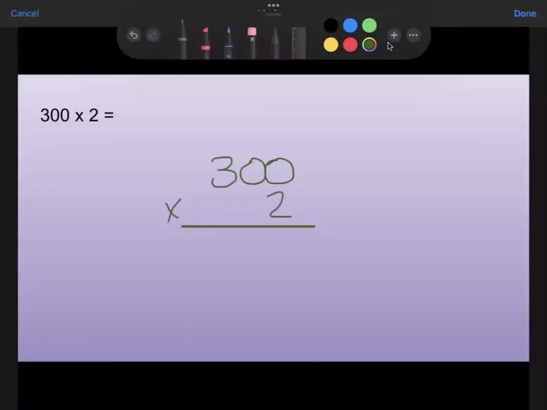So first I would multiply 0 times 2. 0 times 2 is 0. Then I'd come over and multiply this 0 times 2, which is also 0. Then I'd multiply 3 times 2, which is 6. So my final answer here would be 600.